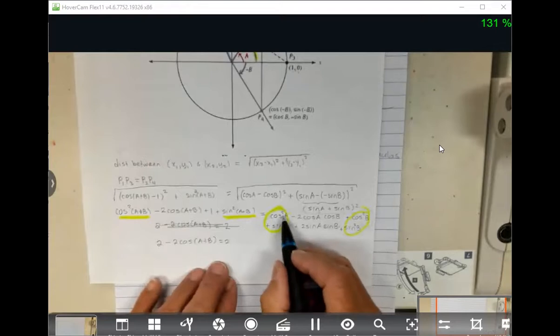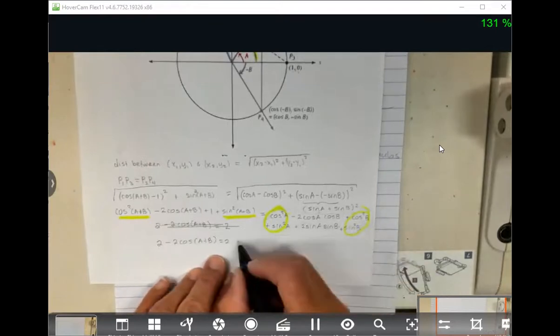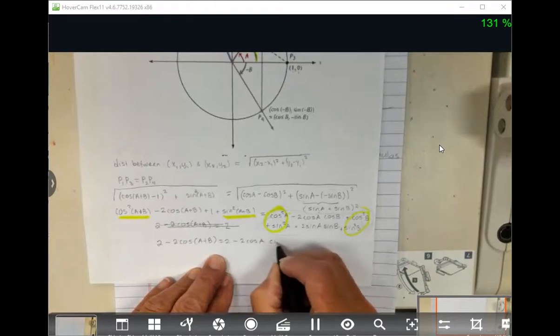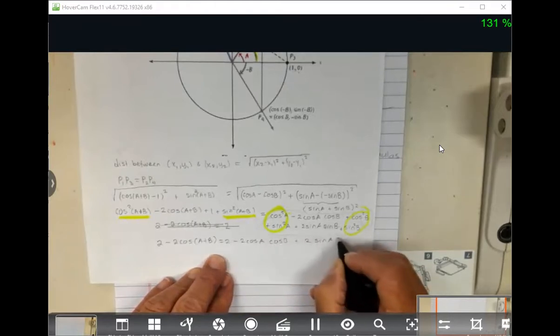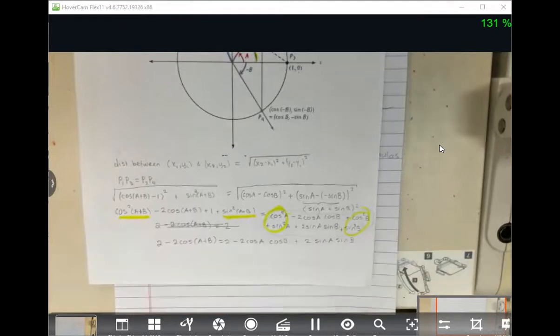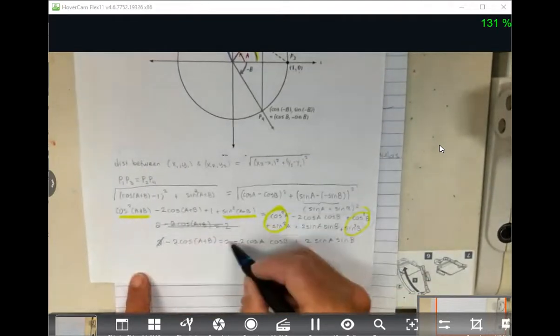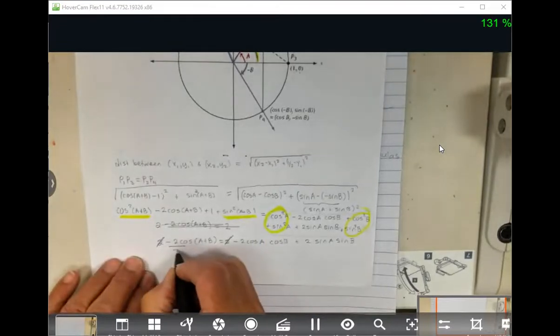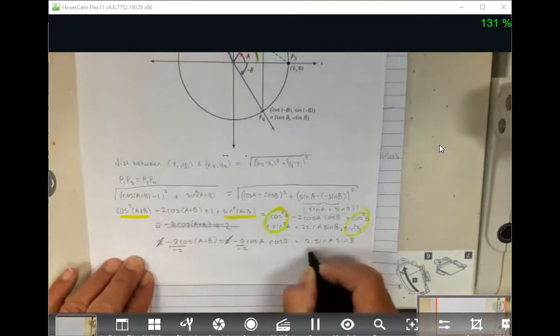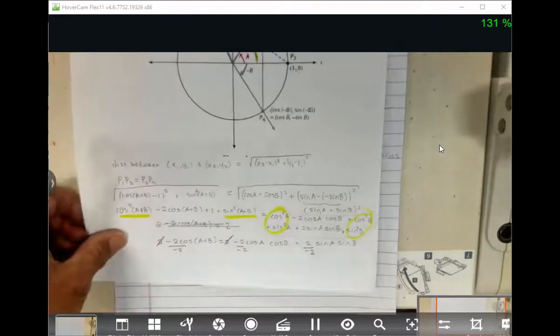All right, so over here I had the two yellows that I circled. Then I have minus 2 cosine A, cosine B, plus 2 sine A, sine B. I can subtract this 2 from both sides, and that's gone. Then everything here has a 2 in it. I'm going to divide everything by negative 2. And here's my addition formula.